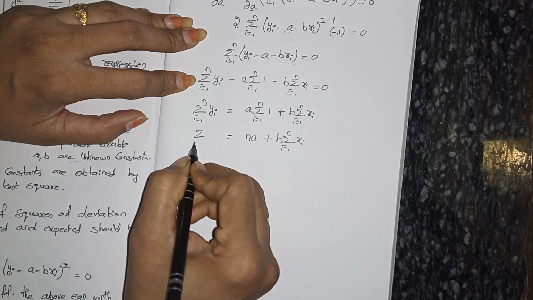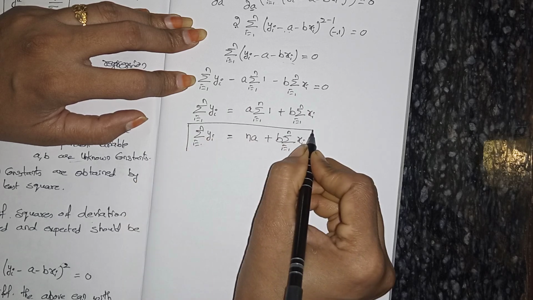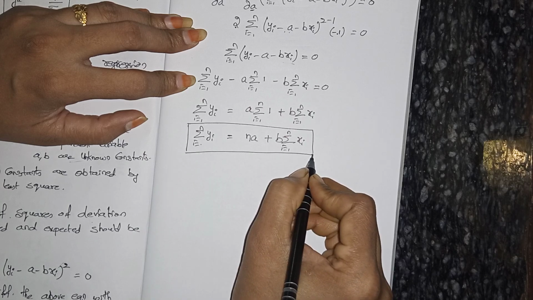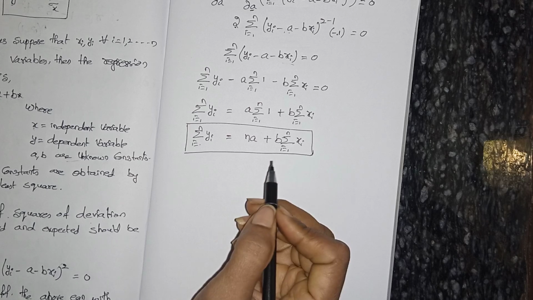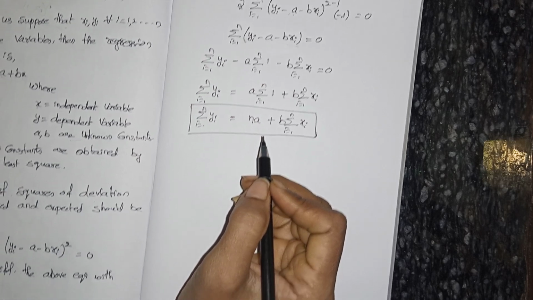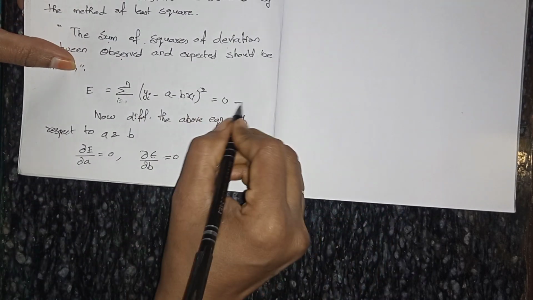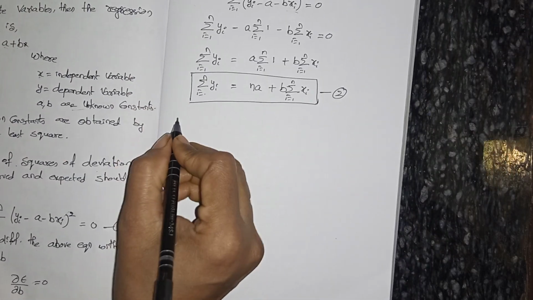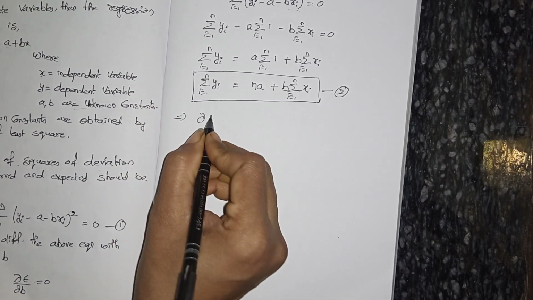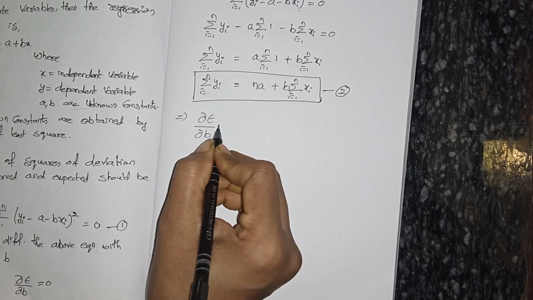So summation i equals 1 to n yi equals what? Summation yi equals na plus b summation xi. Okay, so we have to consider this as equation 2. This is nothing but equation 1 we can consider. Okay, this is equation 2. Again what we have to do? We have to differentiate with respect to what? b. So dou E by dou b equals 0.